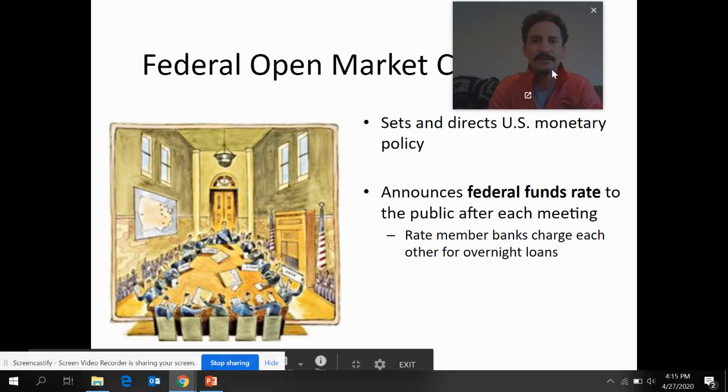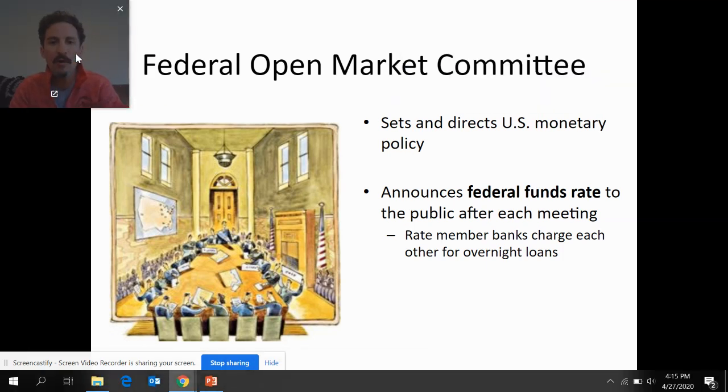Now, let's get to the Federal Open Market Committee. The Federal Open Market Committee is that committee that meets. It's members of the reserve banks as well as other high-ranking officials. They meet and they set policy. As a matter of fact, they set monetary policy.